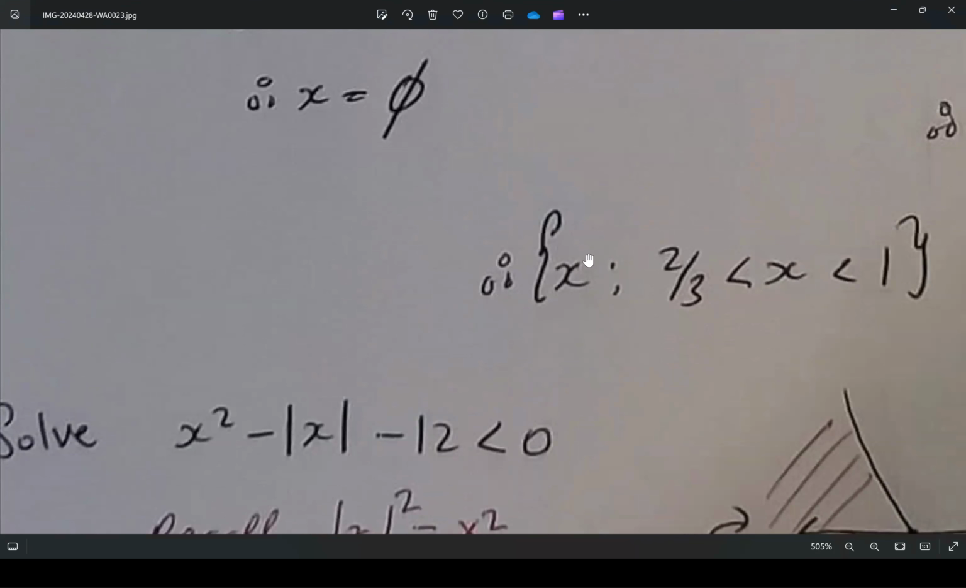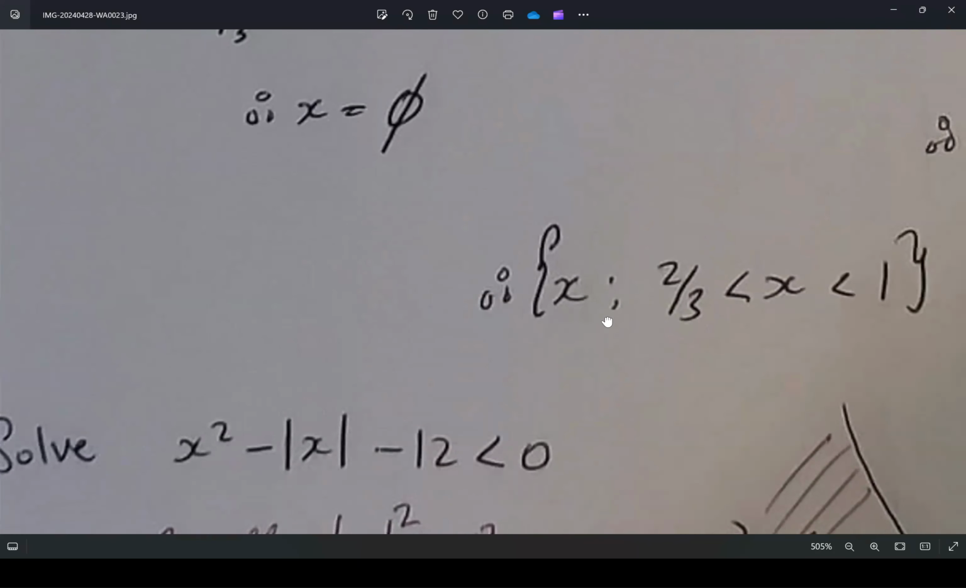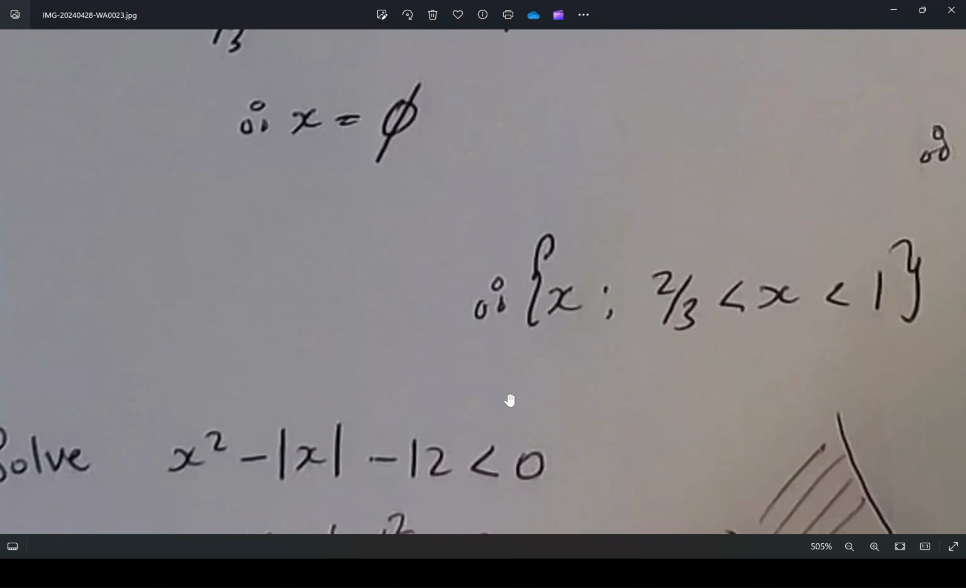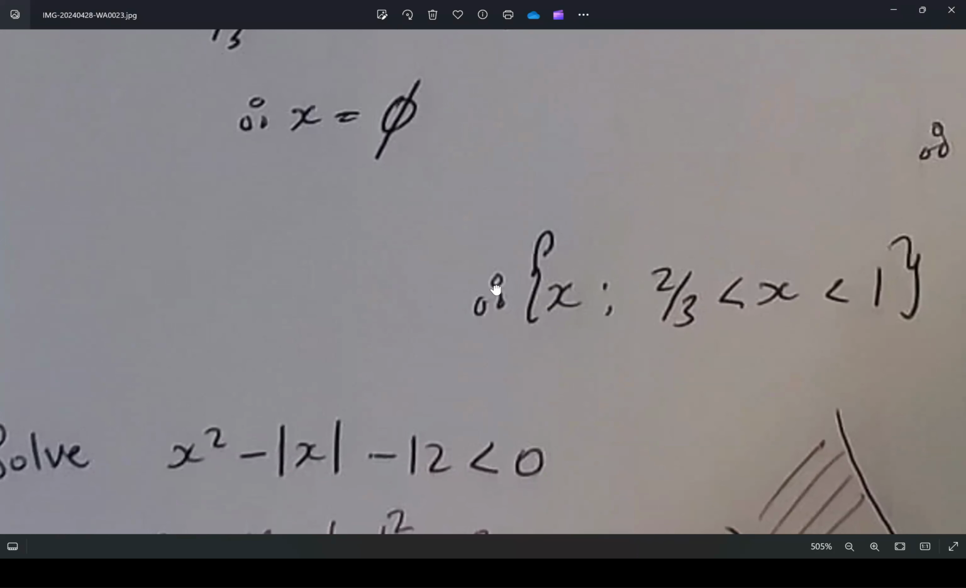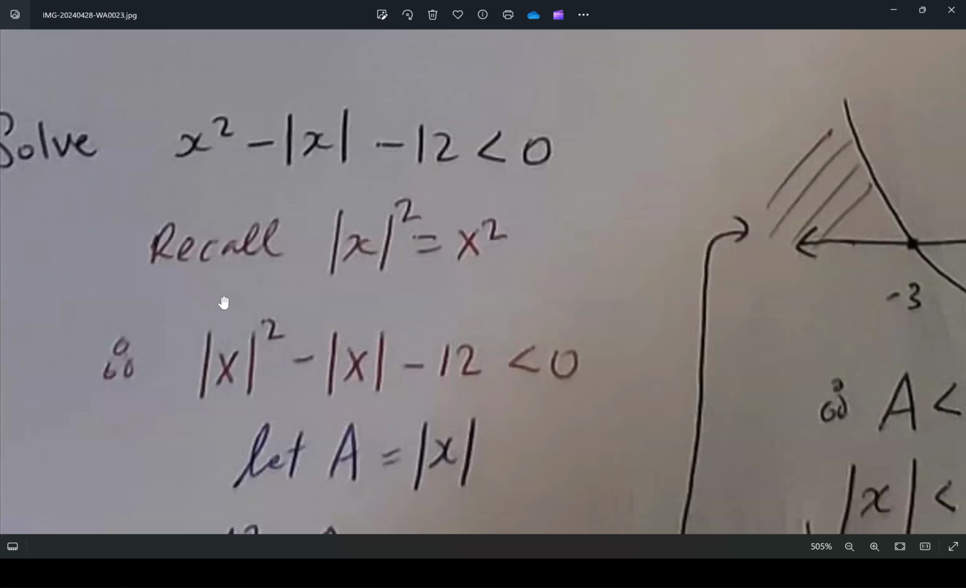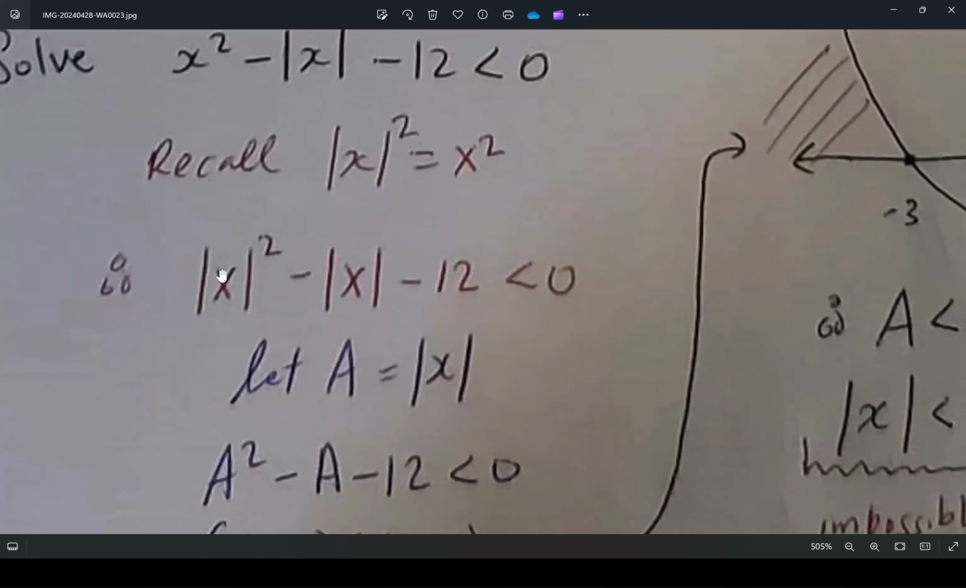So, okay, good. This one says we need to solve x squared minus the modulus of x minus 12 is less than 0. There's two ways to solve this, but I usually solve it this way. Recall that if we take the square of the modulus, it's the same thing as just taking the square of x. So you're going to replace x squared with modulus of x all squared. Now we have this, right? This kind of looks closer to how a quadratic looks.